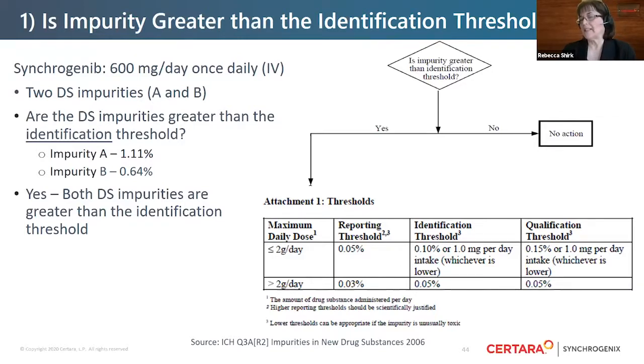The identification threshold is based on the intended maximum daily dose of drug substance. In our case, Synchrogenib is going to be administered at 600 milligrams per day, so that takes us to the top row of the table. The identification threshold is 0.1% of the drug substance, or 1.0 milligrams of impurity per day intake, whichever is lower. According to either one of these criteria, both impurity A and impurity B exceed the identification threshold.